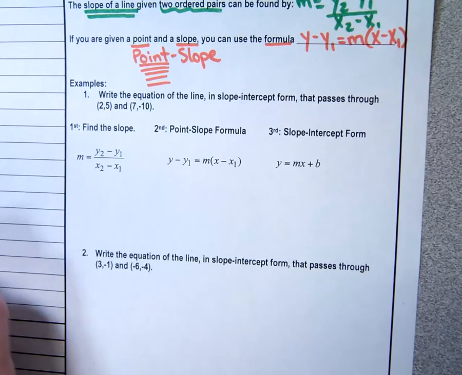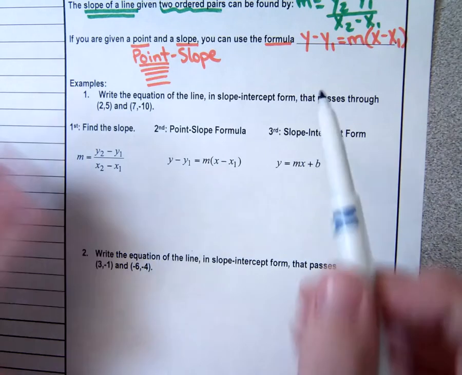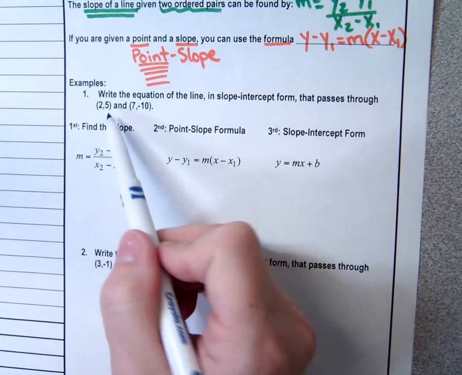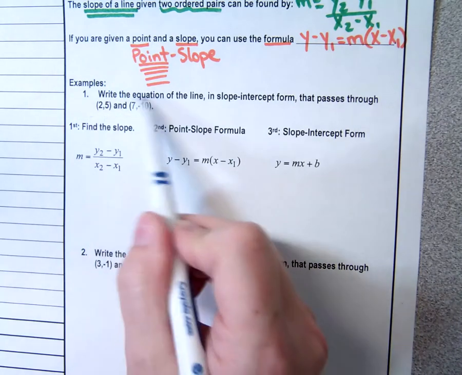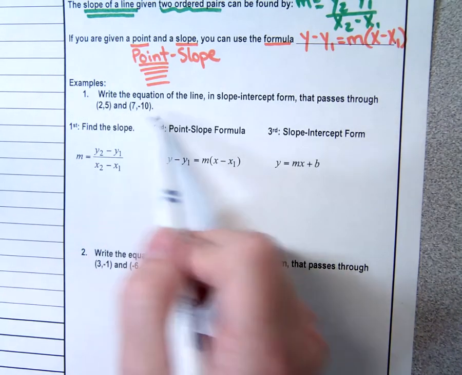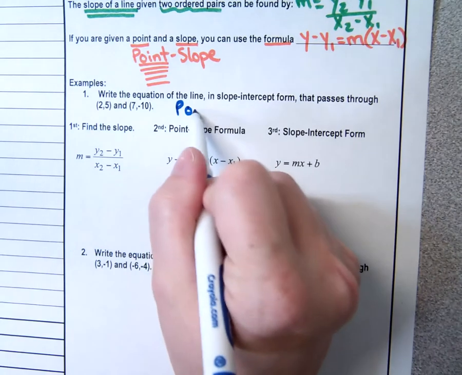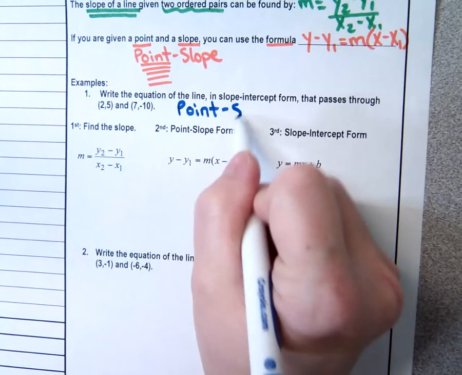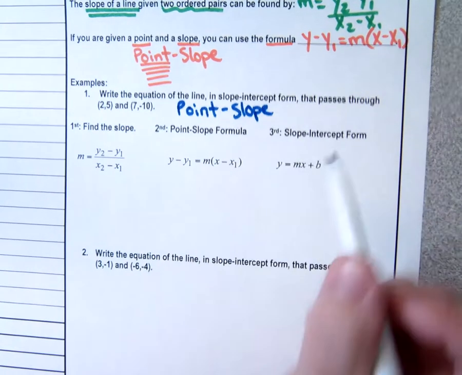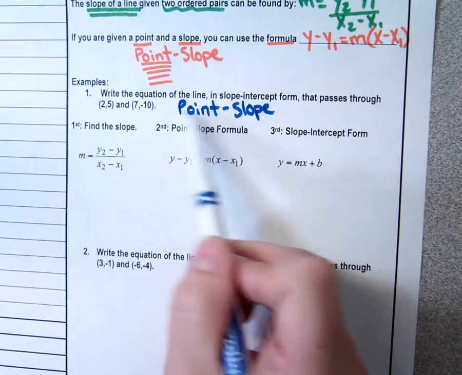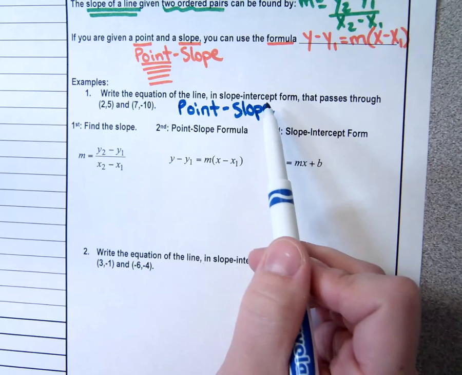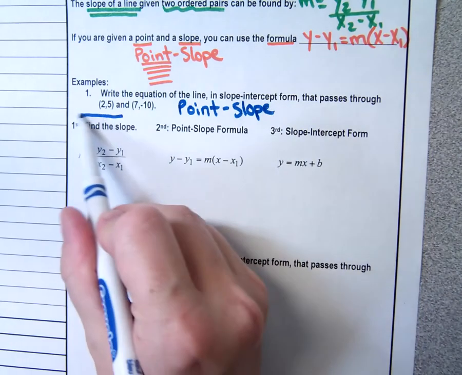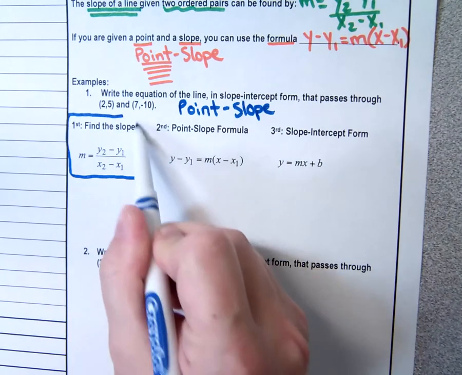Number 1 here says, write the equation of the line in slope-intercept form that passes through (2, 5) and (7, negative 10). So you see how you have points? So I know since we have points, we're going to want to start with point-slope form. So I've got points, but do I have slope? No. So that's the first thing we have to do is find the slope.